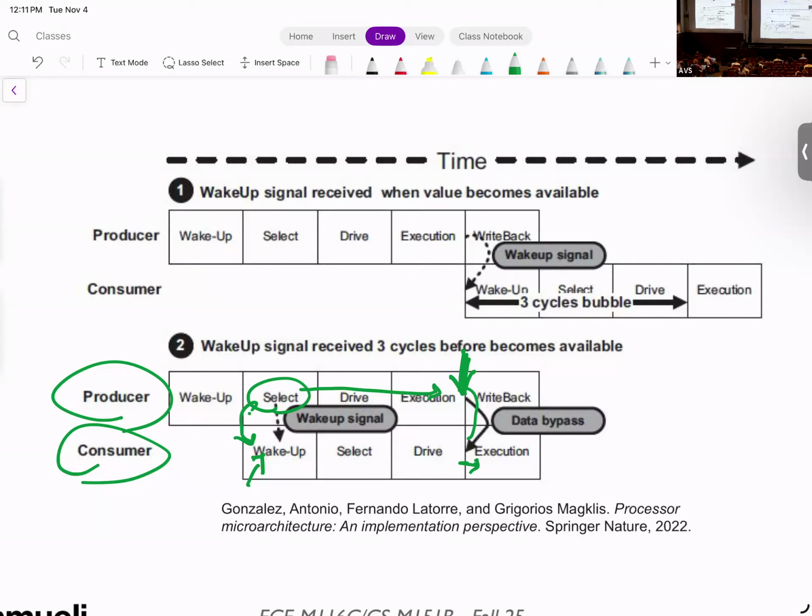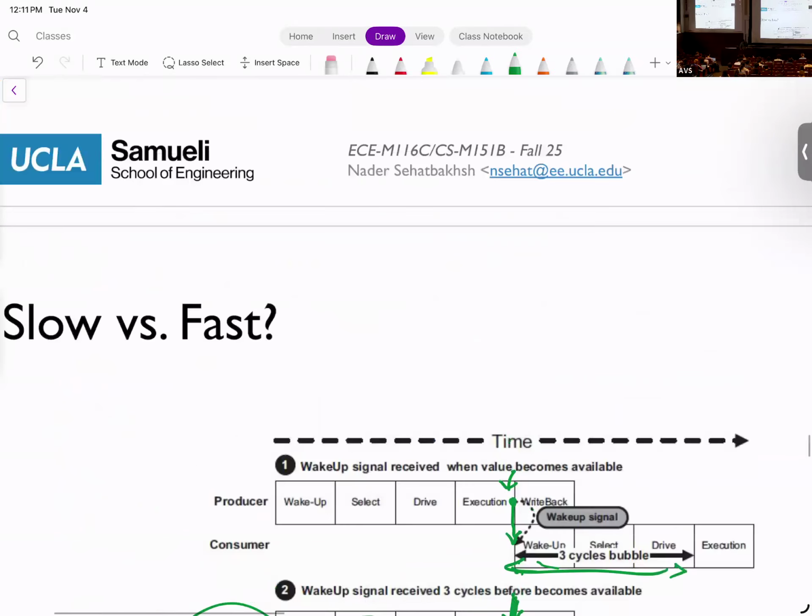But as I said, the more intuitive one is when the execution is finished, then you wake it up, right? So you wake it up and let the instruction go. But as you can see, you are wasting 3 cycles, extra 3 cycles that you could have actually used. It's as if you're putting some form of a bubble in this. But the nice thing about this is that it is very straightforward. That's one thing to note.